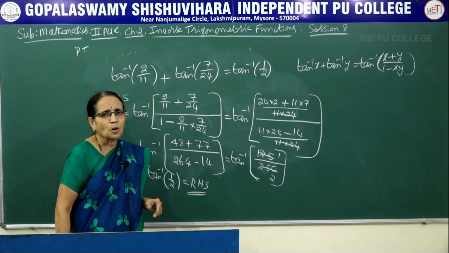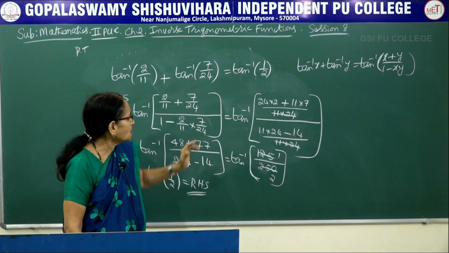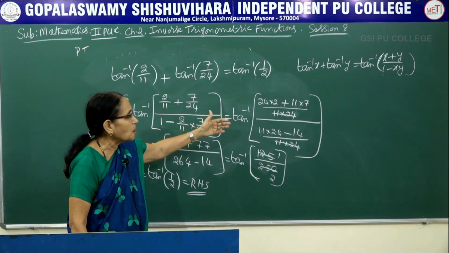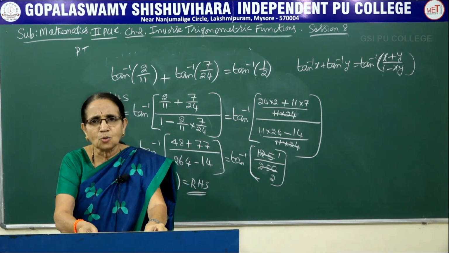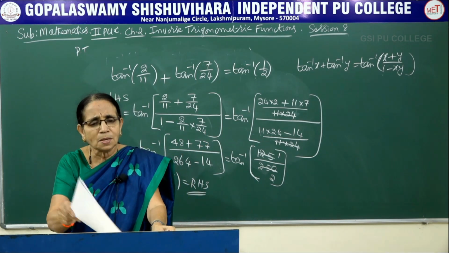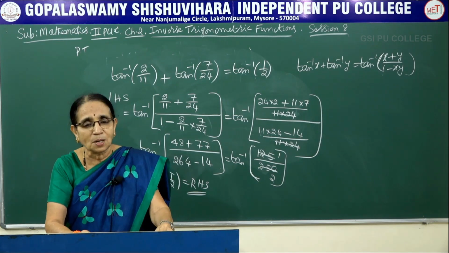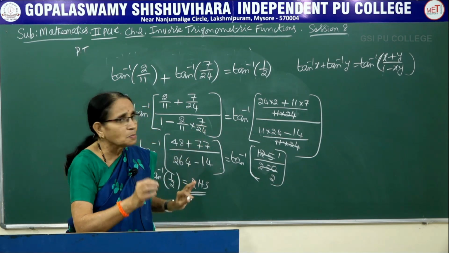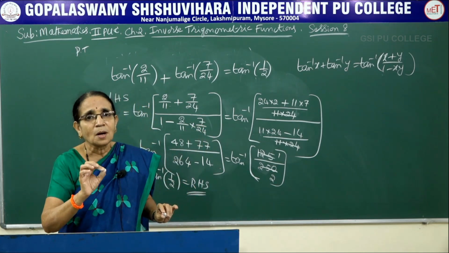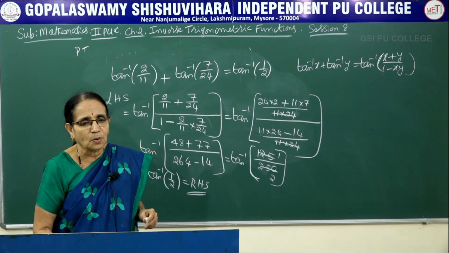In the previous two problems, the numbers were smaller, 1 by 2, 1 by 3, like that I had given. In this one, because of 7 by 24, you have to be careful about the arithmetical calculation. Many students are a little bit negligent about the arithmetical calculation and commit some mistake. So you have to be careful about this, because if you just miss one minus sign or plus sign, the whole thing will go wrong. You will not be getting the correct answer.